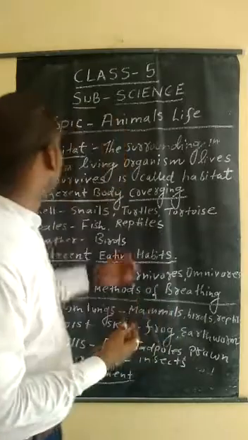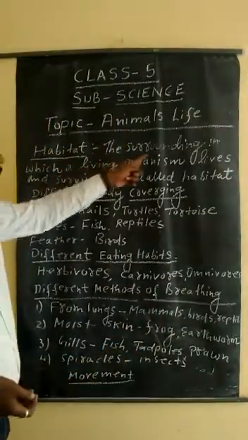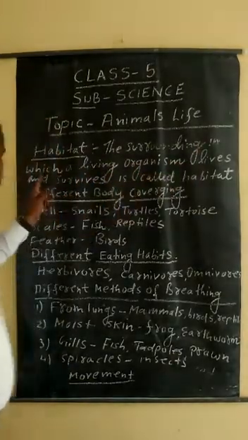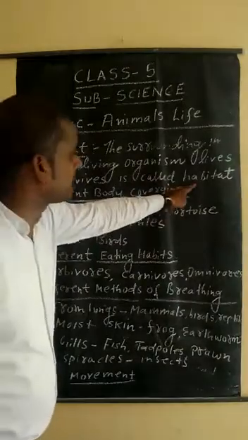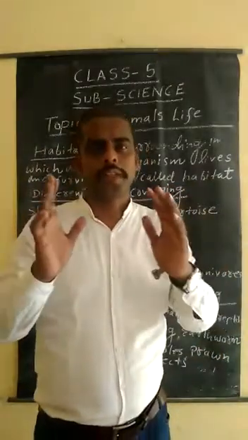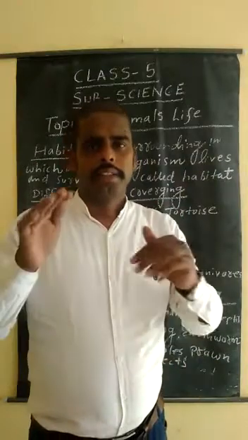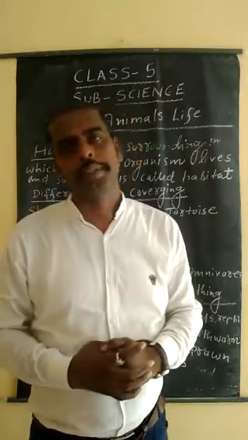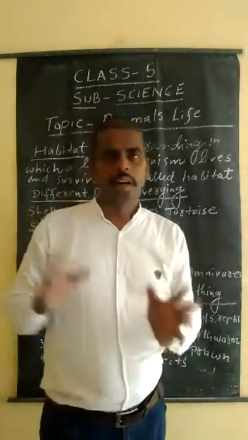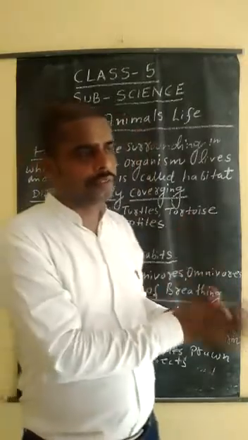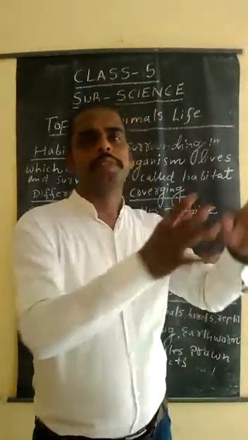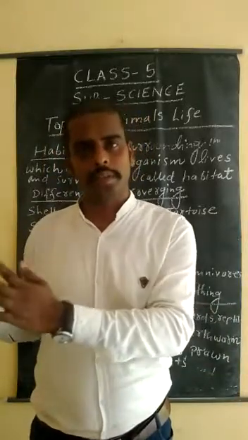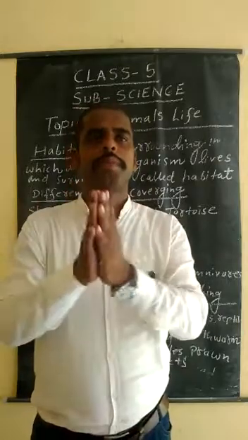So let's discuss today's point, habitat. The surrounding in which a living organism lives and survives is called a habitat. It means the surrounding where the animals live and get all their needs in one particular place is known as their habitat. Suppose a camel lives in a hot desert area. If you put a camel in the forest area, it cannot survive. Or if you put a lion in a hot area, just like a desert, it is not able to survive. It means their habitat is totally different.